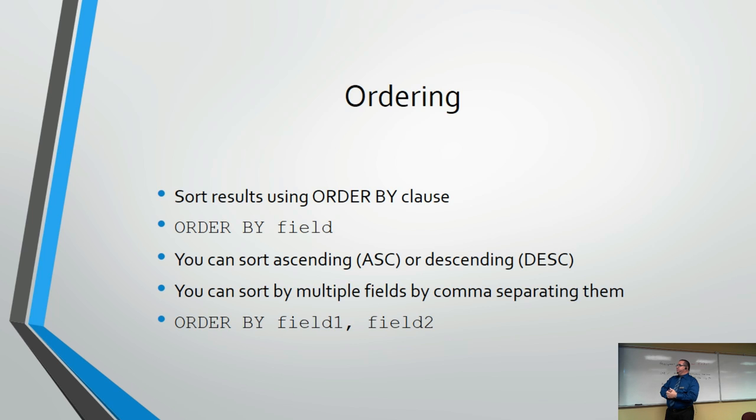And you can also sort by multiple fields, but you have to put a comma between them. So if you want to sort by city and then by name, you can do that. If you want to sort by province and then by city, you can do that too. It'll sort by the first one and then sort by the second one. It'll subsort.